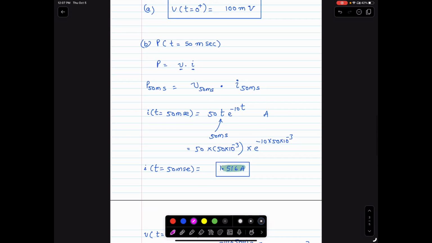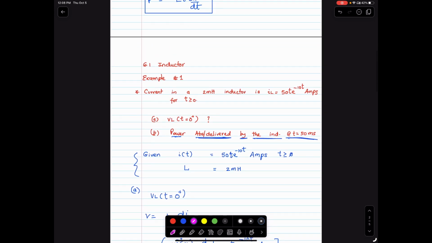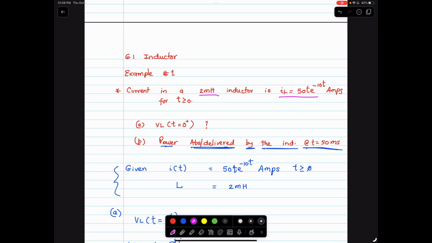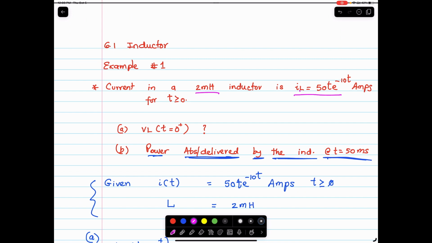To summarize, this is the kind of problem where the current expression is given and the inductance value is given. Now we can use the L di/dt expression to solve for the voltage and power.